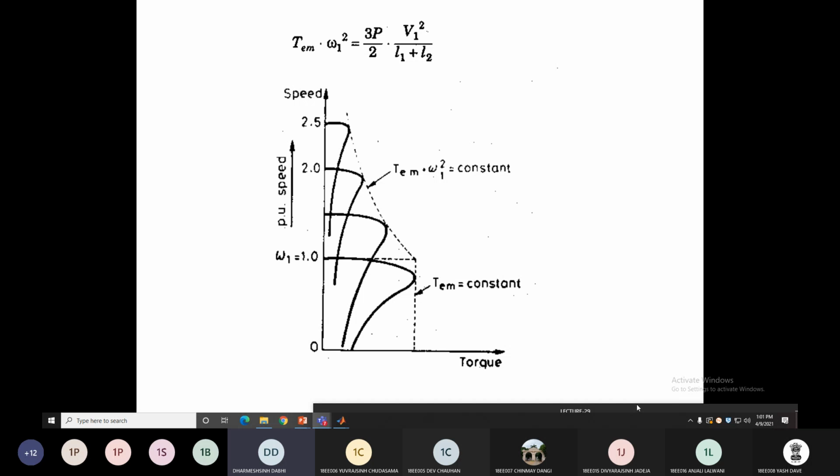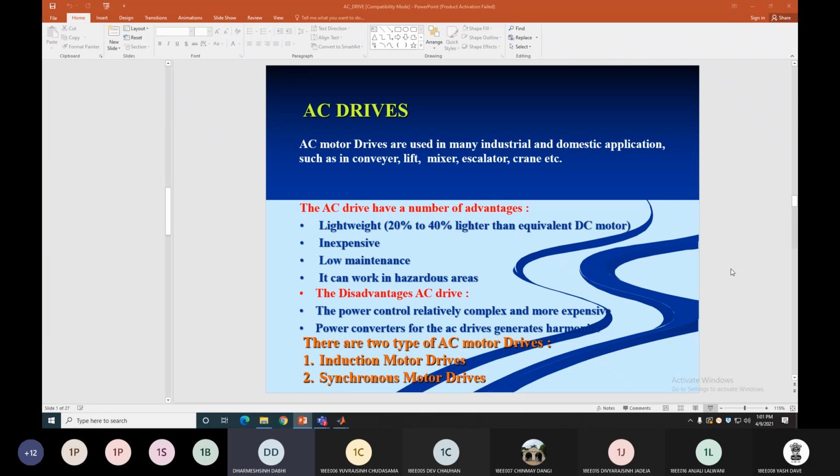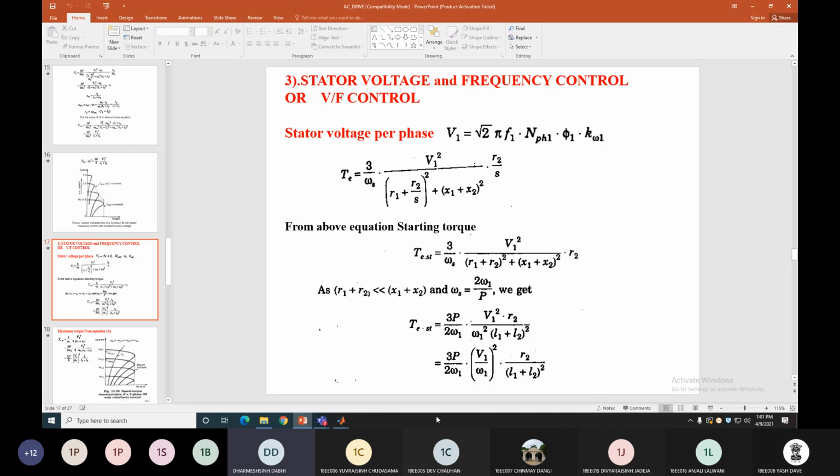Now after 5 minutes I will start the lab session. In the lab session we will try to understand the simulation of online and offline UPS. Okay. The theory of online and offline UPS we already studied in the last lecture. So in this lab session we will try to understand the simulation in MATLAB.